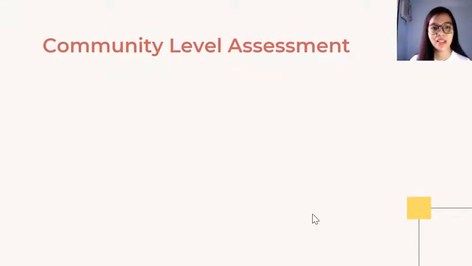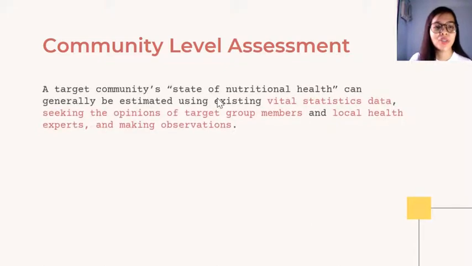Okay, so how exactly is a community level assessment done? A target community's state of nutritional health can generally be estimated using vital statistics data, seeking the opinions of target group members and local health experts, and making observations. When we say vital statistics data, I am not talking here about your 34, 24, 34. I'm not talking about body measurements. I am talking here about the numbers and rates of births, the death rate, the key characteristics of birth, such as births by sex, location, and maternal age. That is what I mean here with vital statistics data.